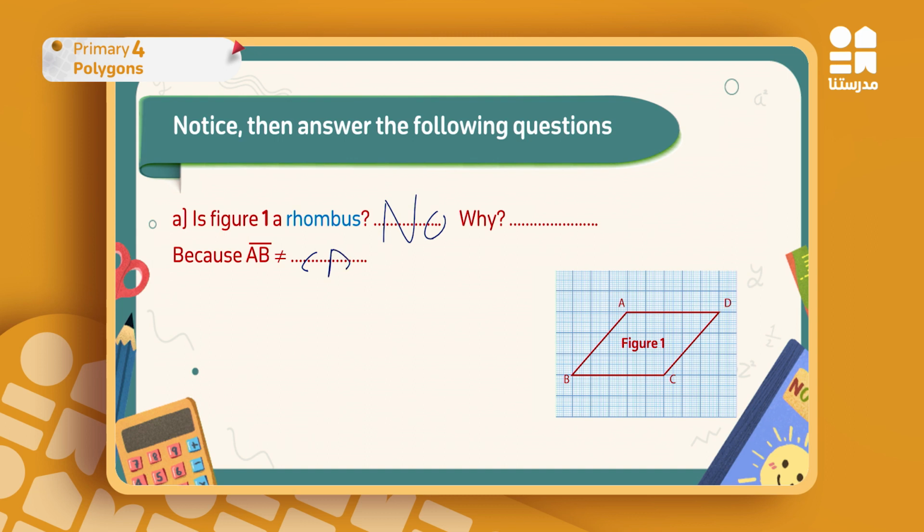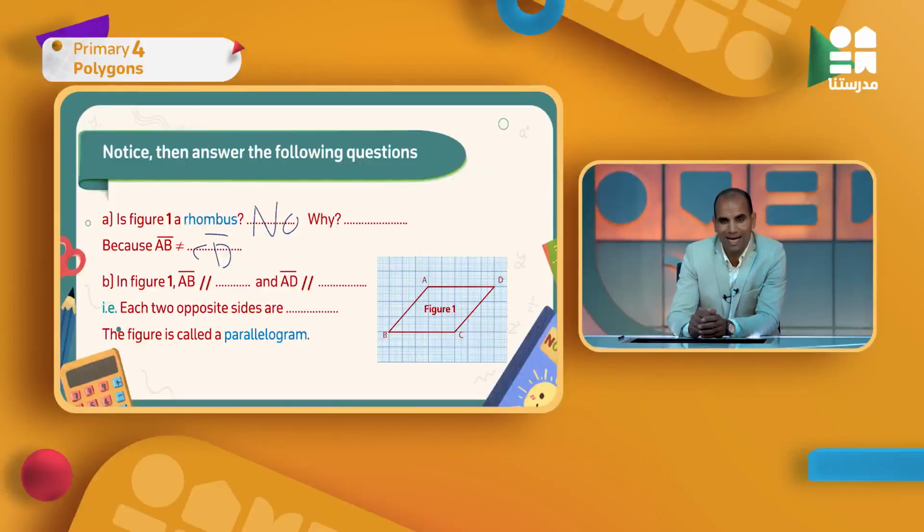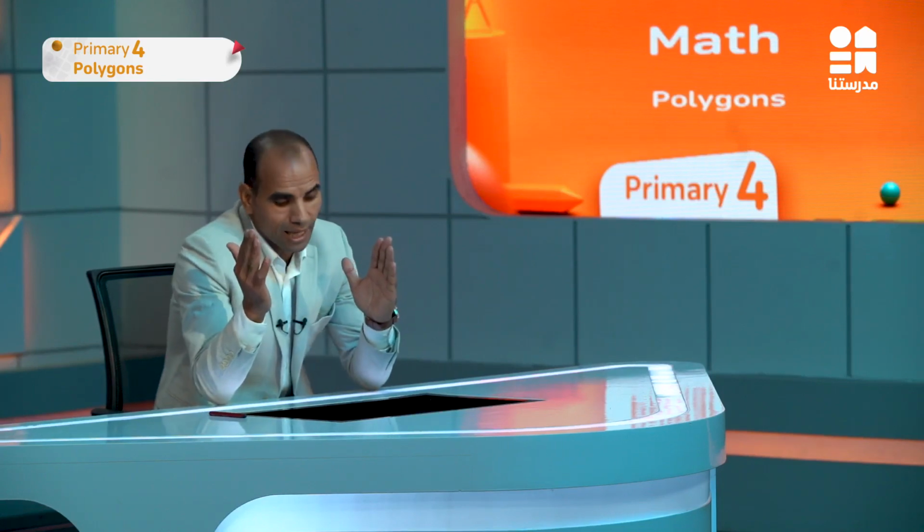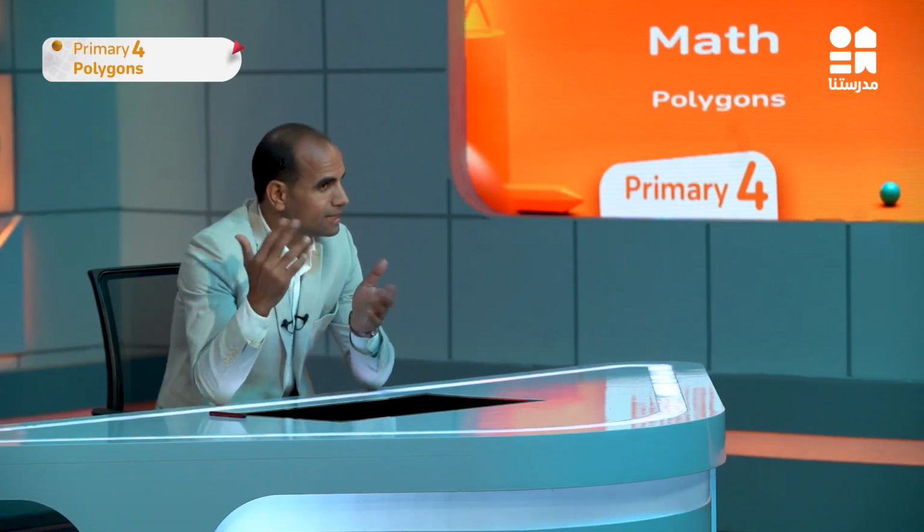Okay? We will write it again, so that it is clear. CD. The next, in figure 1, AB line segment is parallel to what? And AD is parallel to what? We said before that each two opposite sides are parallel. Opposite sides like this, AB and CD, or we can say DC.